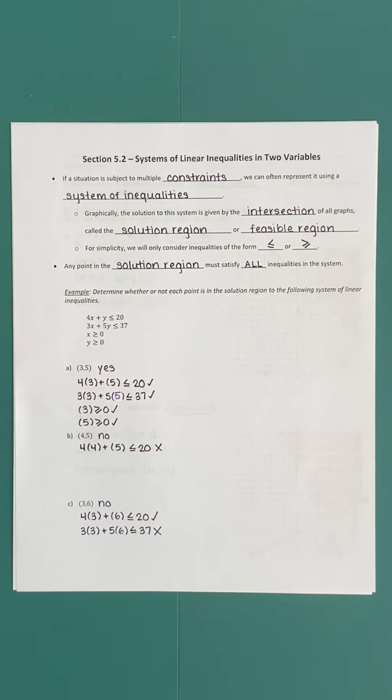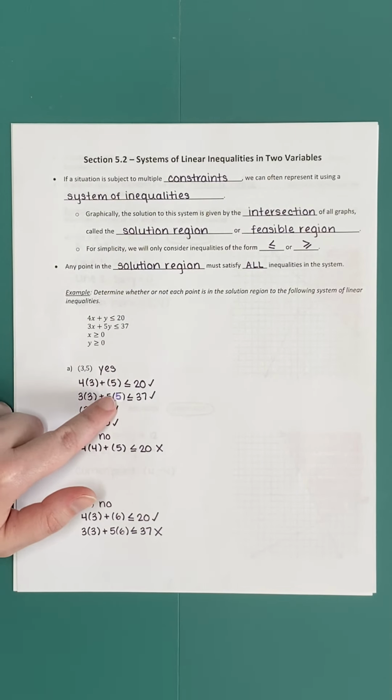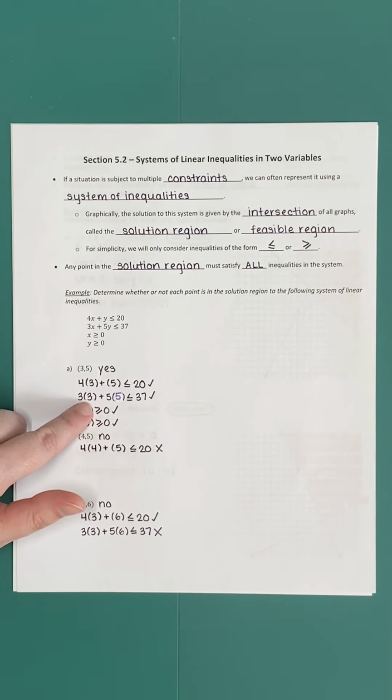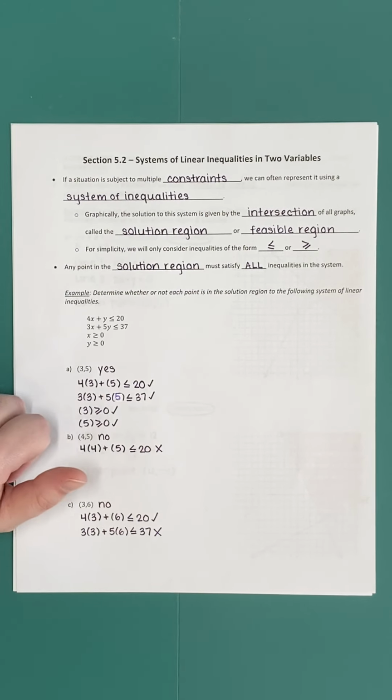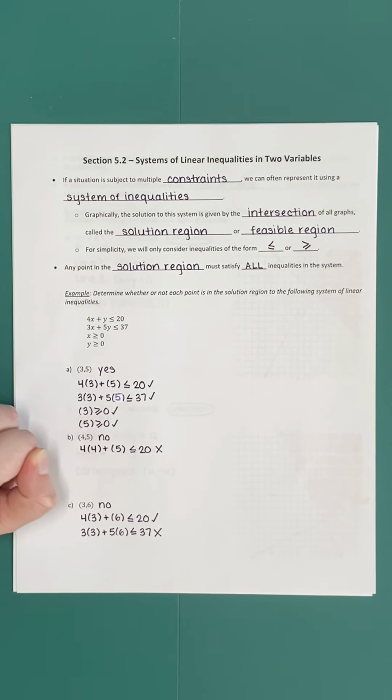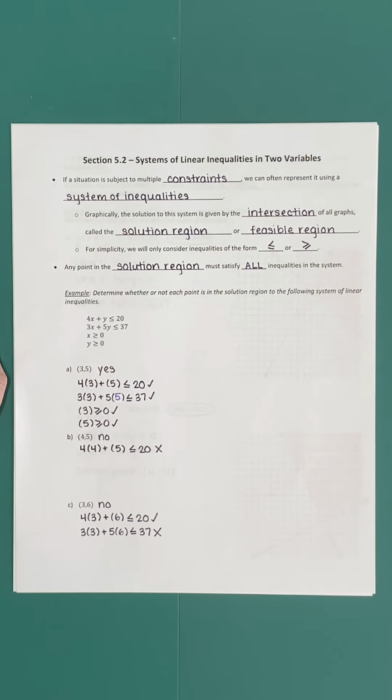We also need to verify that the second inequality is satisfied, so I'm going to do the same thing, but I'm going to substitute into that second inequality. So we have 3 times 3 plus 5 times 5. So 3 times 3 is 9, 5 times 5 is 25. We add those two together, and we end up with something that's less than 37. So that inequality is also satisfied. So this combination of values for x and y works in all 4 of these inequalities we have in our system. So that's our indication that 3, 5 is one point in our solution region. Keep in mind, it's not the only point, but it is one point that's in our solution region.